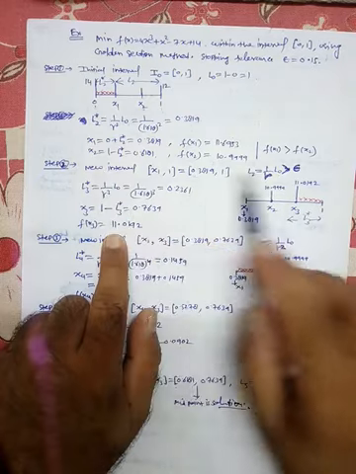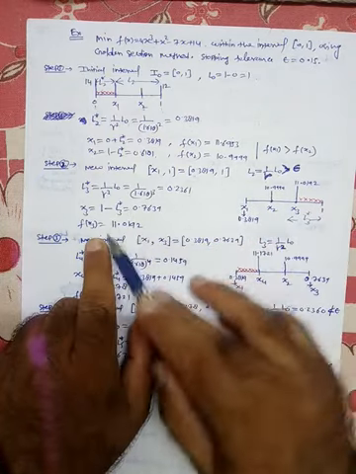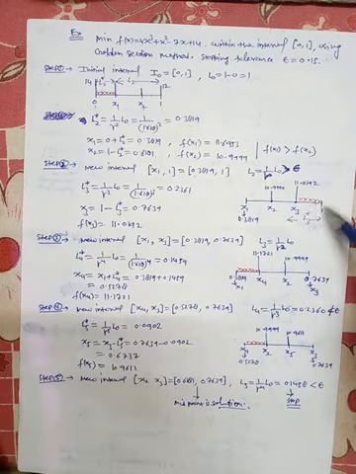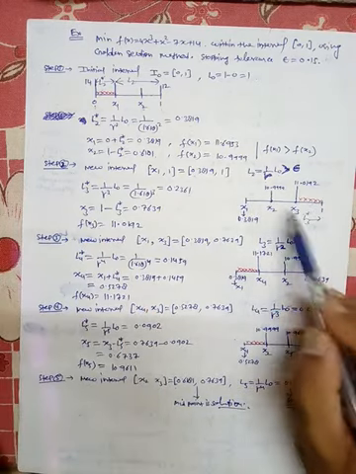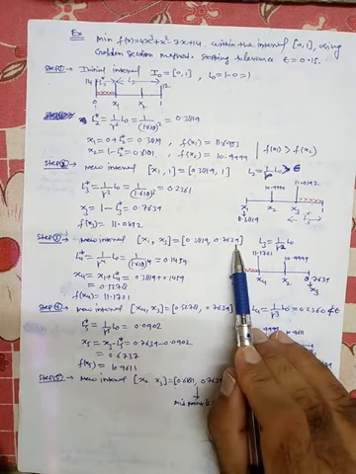f of x2 is 10 point something. So when you compare, you will see this value is higher, hence discard the right hand part interval. So the next interval will be x1 to x3. That means this value.